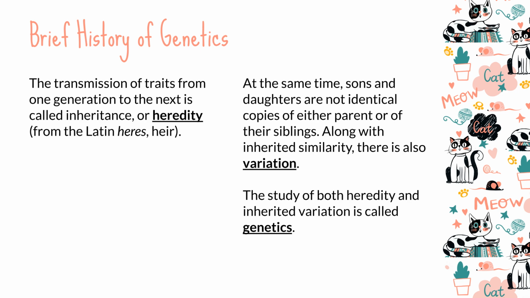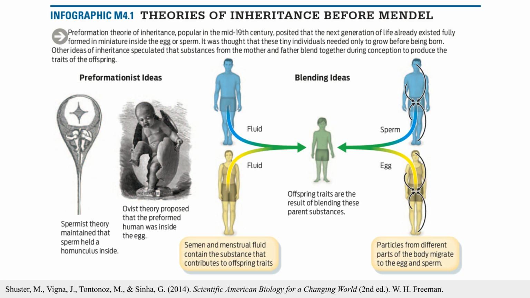Genetics is the scientific study of heredity and variation, where heredity refers to the transmission of traits from one generation to the next, and variation explains why offspring are similar to, but not identical to, their parents or siblings. Before formal laws of inheritance were established, scientists proposed two main ideas. First is preformation, which claimed organisms existed fully formed in miniature within reproductive cells. Second is blending inheritance, which suggested parental traits mixed together during conception.